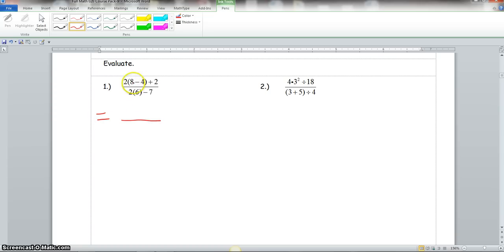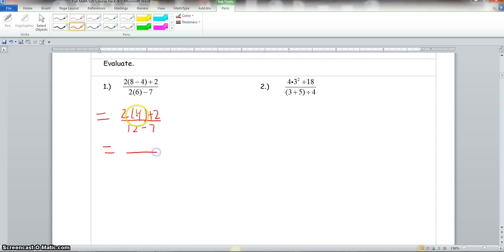We do the parentheses first. 8 minus 4 is 4. So we'll have 2 times 4 plus 2. Now we look here at our denominator. We can't do anything with this parenthesis here. So we have multiplication and subtraction. So we'll multiply. 2 times 6 is 12 minus 7.